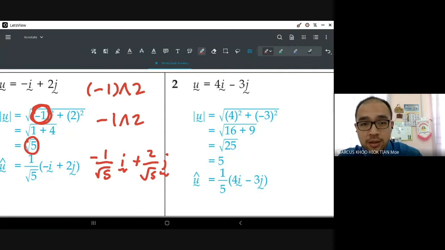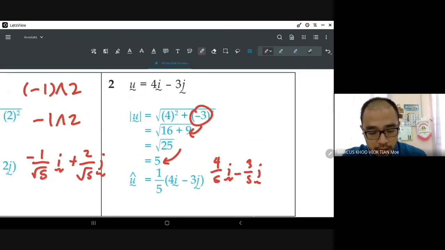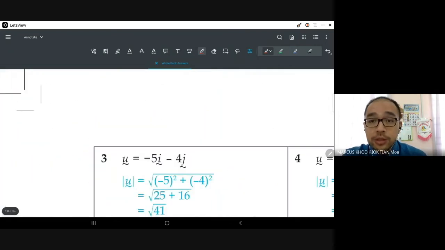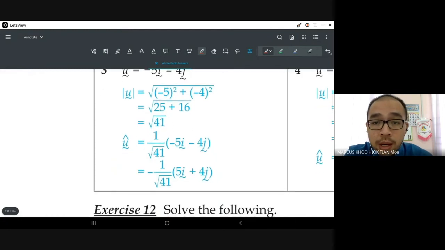Okay, so hers is quite nice, because the negative 3 squared becomes 9, then you get the square root of 25, you get 5. So 4 over 5i minus 3 over 5j. Okay, good. Let's look at number 3. Number 3, the answer is negative 5 over 41i, minus 4 over 41j.